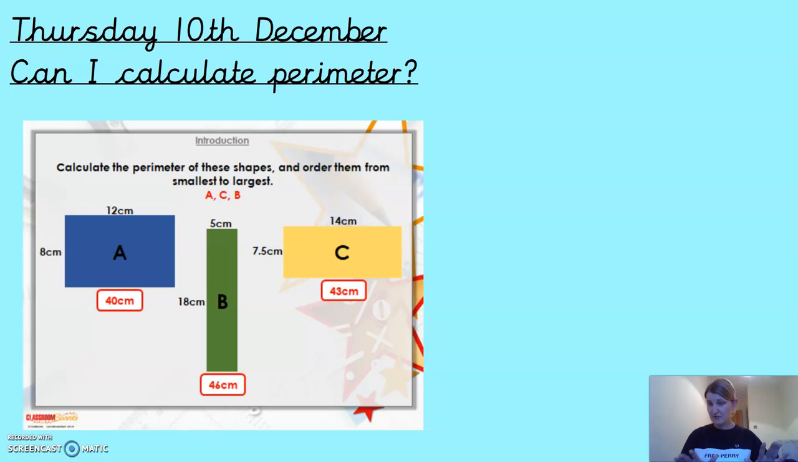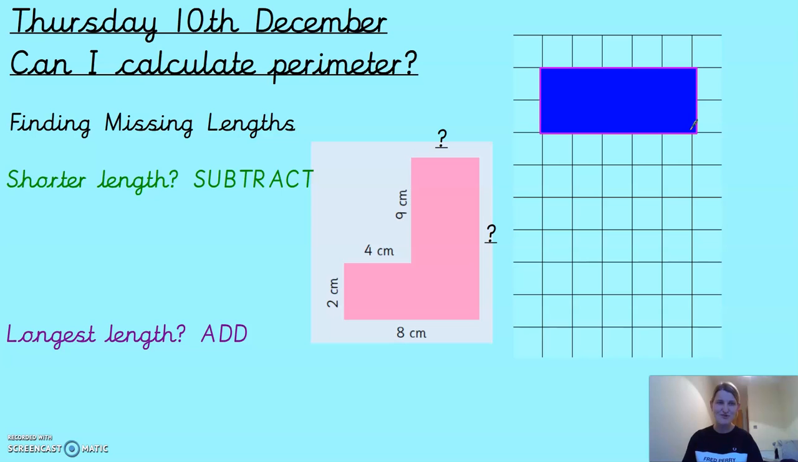Okay. Hopefully you're feeling good about finding the perimeter of rectangles, because now I'm going to move on to finding missing length, which is, I think, something certainly that I find trickier, and for hopefully all of us, a little bit of extra practice will be really useful.